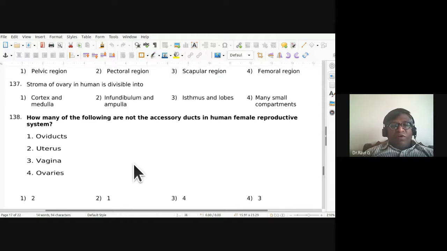How many of the following are not the accessory ducts in the human female reproductive system? Oviducts, uterus, vagina, ovaries. So which are not the accessory ducts? The 138th, so only one is not an accessory duct in the human female reproductive system.